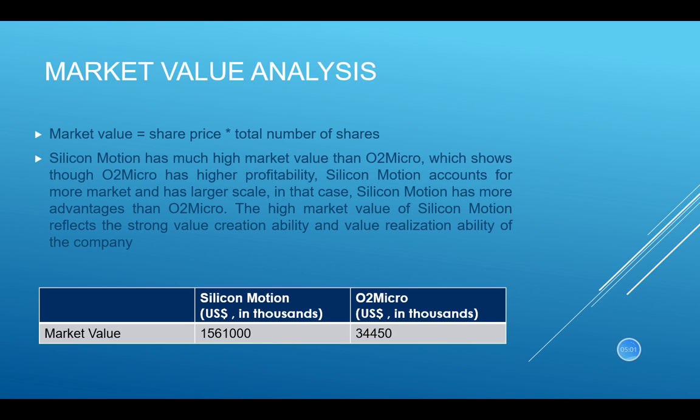The last part is market value analysis. This formula is used to calculate the market value. From the results in the table, we can see that Silicon Motion has a much higher market value than O2 Micro, which shows that though O2 Micro has higher profitability, Silicon Motion accounts for more market and has larger scope. In that case, Silicon Motion has more advantages than O2 Micro. The high market value of Silicon Motion reflects the strong value creation ability and value realization ability of the company.